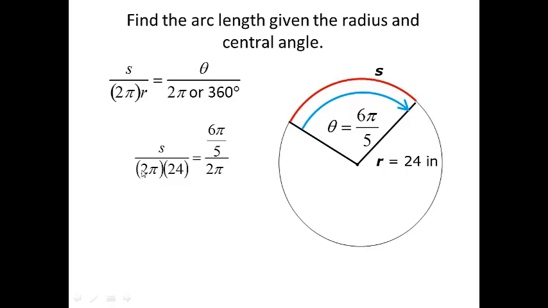All right, let's see. You have S over 2 pi times R, which is 24. And then theta, the angle, is 6 pi over 5 over 2 pi. Multiply both sides by 48 pi. Or actually, I don't have to because the 2 pi's cancel. Hey, I like that. Okay, cancel the 2 pi. Cancel the 24. Okay, that's why I multiplied by 24. Whatever I do to one side, do the same thing to the other side. And multiplying that out, I get the intercepted arc is 90.48 inches.